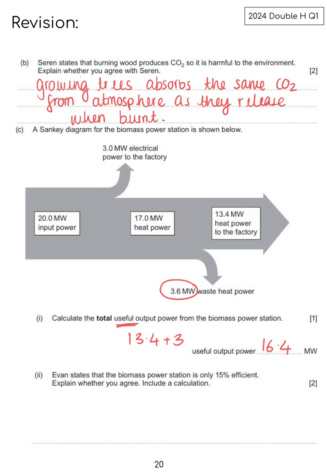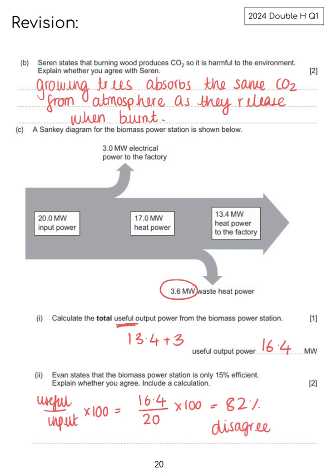And then we need to explain, is it 15% efficient? Probably from looking at it, you can already tell that that is incorrect, but we'll do the maths. So it's going to be the useful divided by the input times by 100. Our useful we've just worked out, so you would get an error carried forward mark here. So we do 16.4, our useful, divided by 20 times by 100, and that is going to give us an efficiency of 82%. So we're going to disagree because that is obviously not the same as 15%.